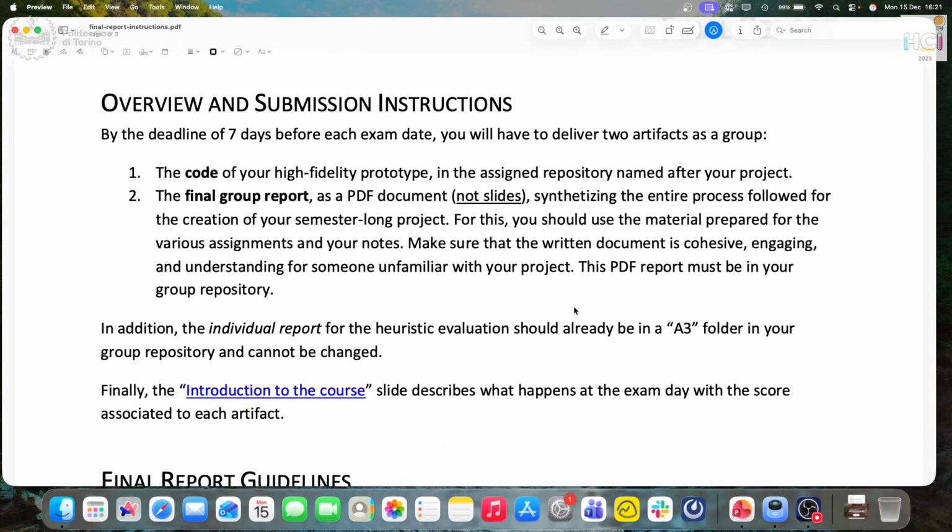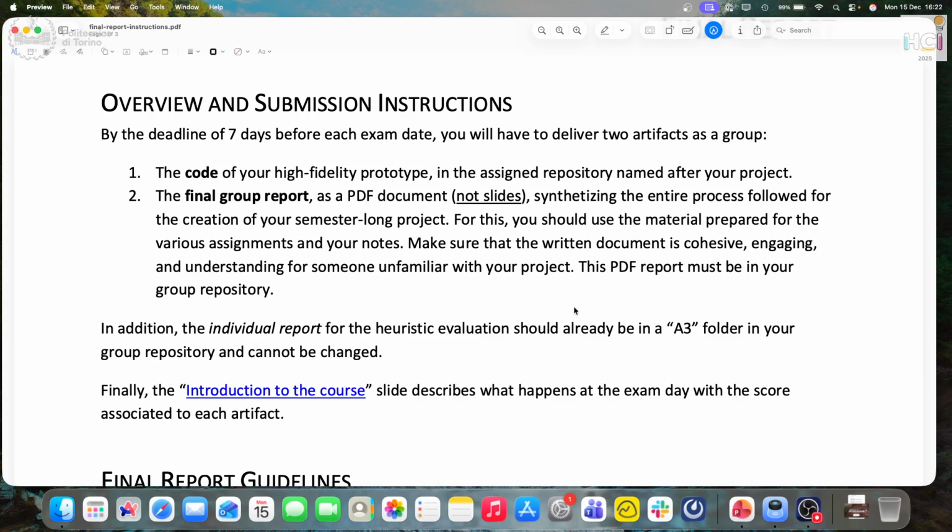This is already online since weeks, but again, 7 days before each official exam date, you have to deliver the code and the final group report, as I said, as a PDF document, not slides. And let me say again, not slides. Even if I say it 4 times, I'm sure that someone will produce slides. So let me say it for the 5th time. Not slides. It is a document that should synthesize the entire process of what you did during the semester.